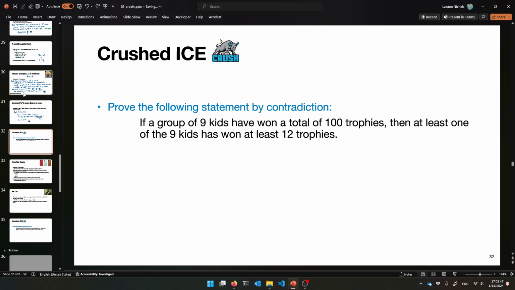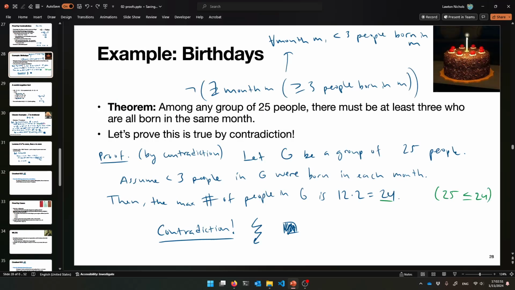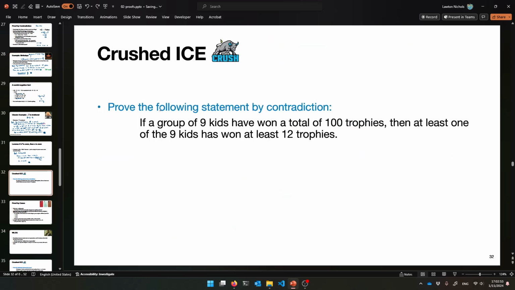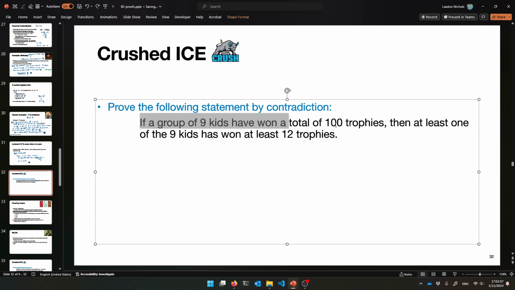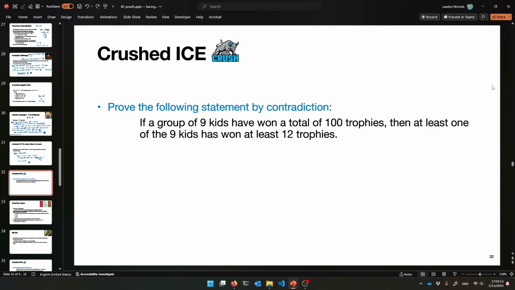Let me have an example for you now to try. Do this by contradiction. It's going to be very similar to the birthdays example. So, all right, here's the statement. Prove it by contradiction, please. If a group of 9 kids have won a total of 100 trophies, so, I don't know, their parents really like them to play sports or something, then at least one of the 9 kids has won at least 12 trophies.